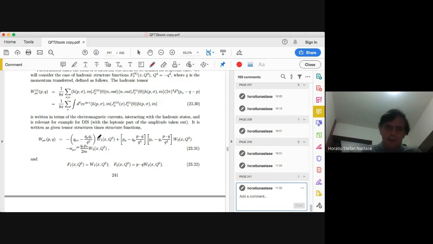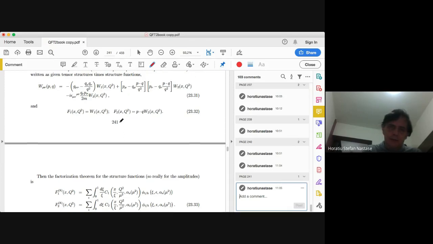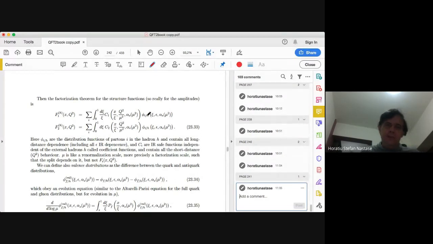I call this first one structure function F1. And this structure function I call W2, but then multiplying with P dot Q, I get an F2. And then the factorization theorem, remember factorization means you should factorize something calculable, of hard momenta, and something non-calculable of soft momenta. The something non-calculable are these distribution functions for partons in the hadron.